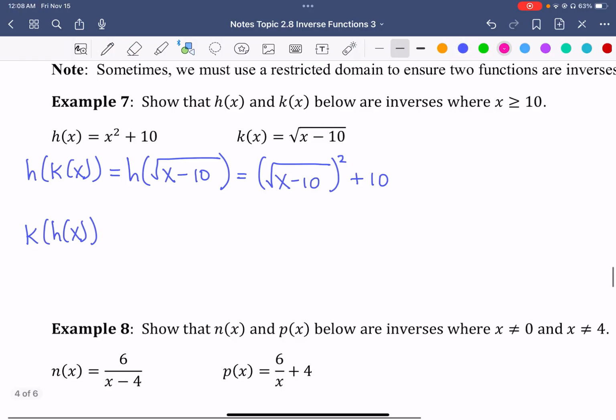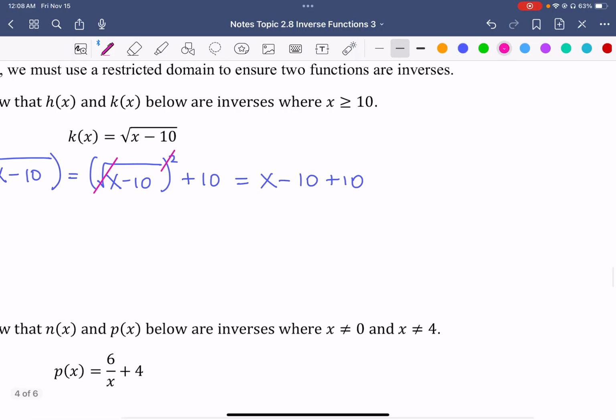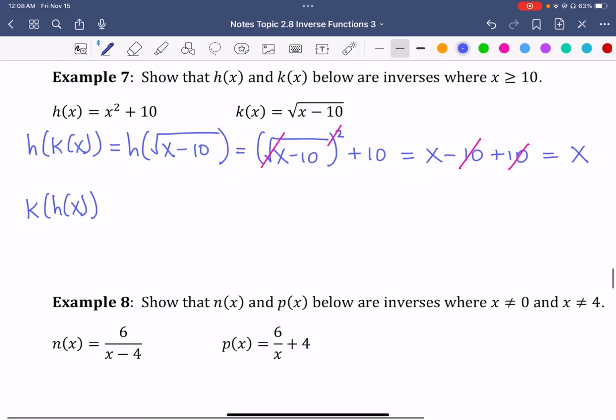I know that the square root and the square cancel out. So here I am left with x minus 10 plus 10. I also know that negative 10 and positive 10 equal 0. So I would just be left with x. Okay, let's try the other order.